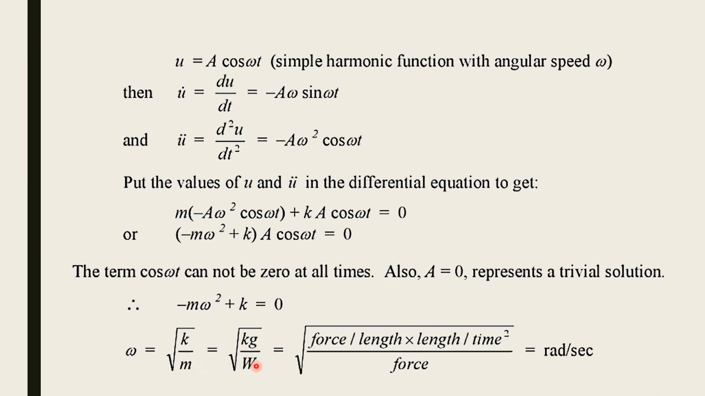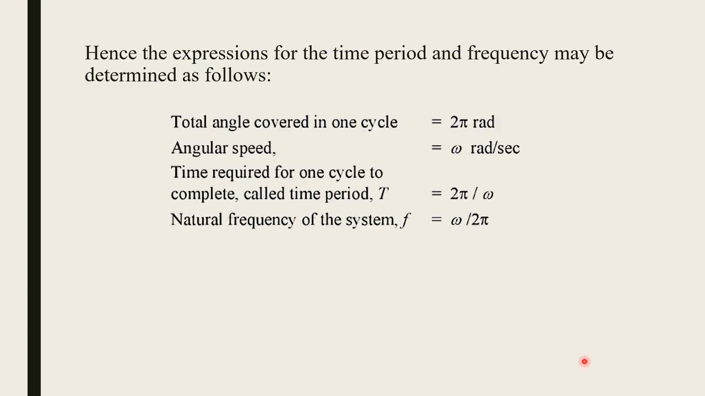Because we know weight is equal to m g. To get the value of w, we have to take the value of g from the downside to the upper side. If I again write w equal to m g, g will be cancelled out, and k over m will again become. The unit of omega is radian per second.